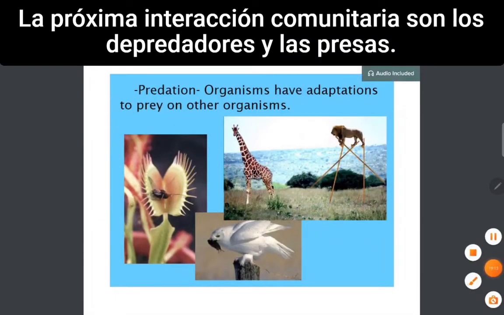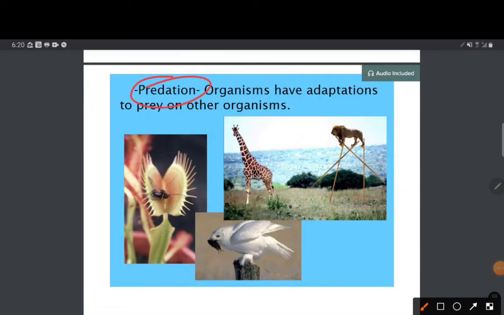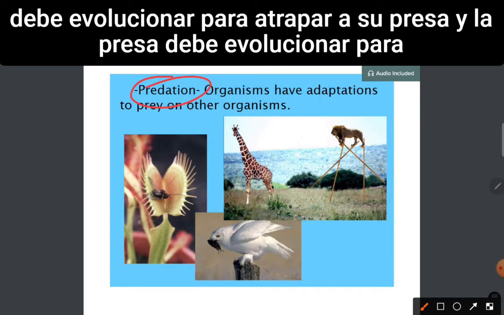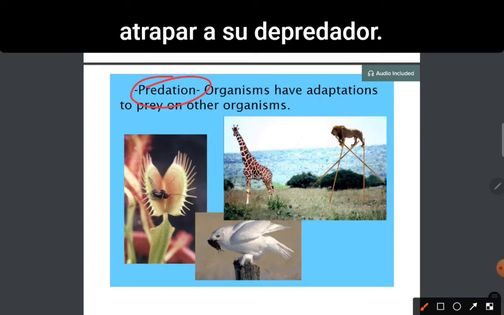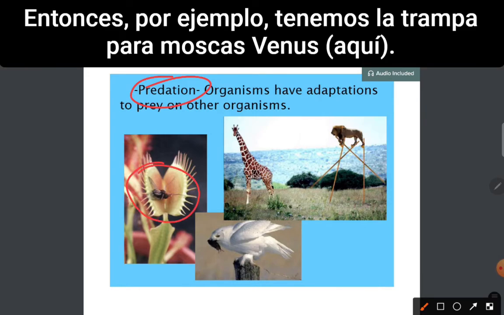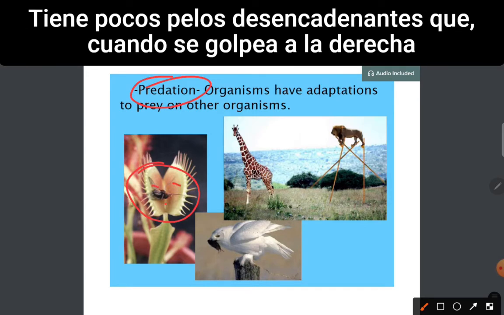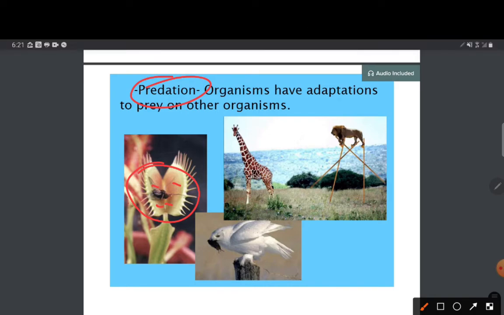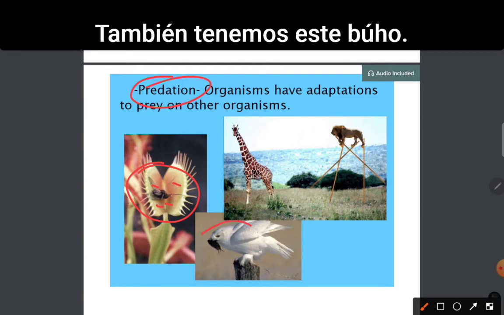Next community interaction is predators and prey. This is pretty obvious. They sort of evolve alongside each other. The predator must evolve to catch its prey, and the prey must evolve to evade its predator. So for example, we have the Venus flytrap here. It has little hair triggers that when struck at the right time will cause it to snap shut and start decomposing the fly inside. We also have this owl.